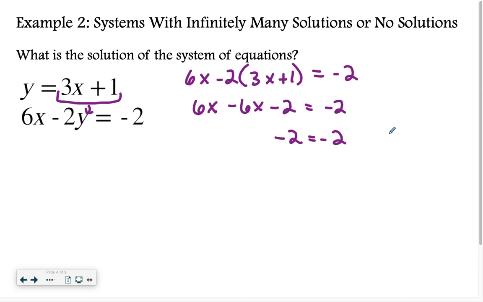Okay, so once your variable disappears, if you end up with a true statement like this, that negative 2 equals negative 2, that is a special case, and that special case tells you that you have infinitely many solutions. That means that those two lines, those two equations, are the same line. Okay? So we have the same line or infinitely many solutions.